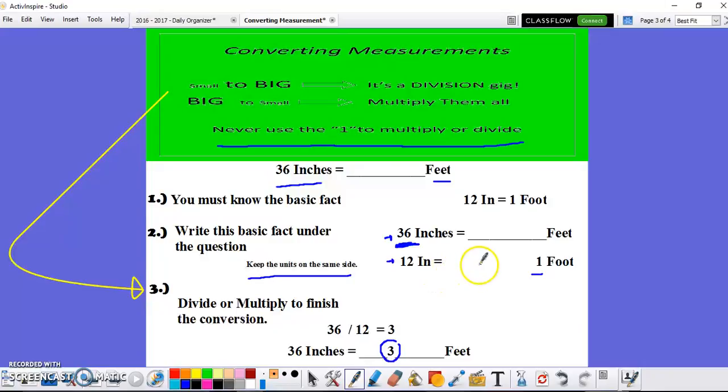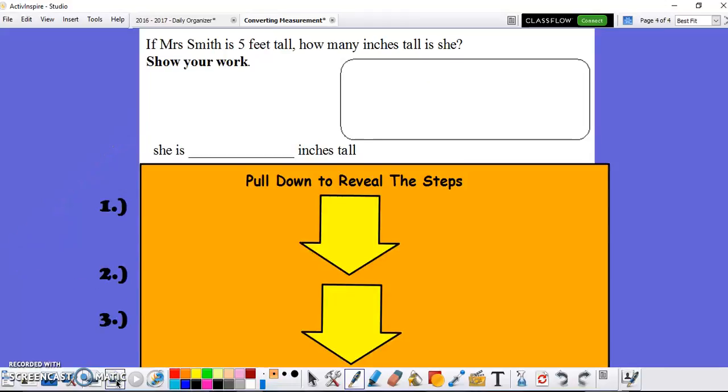If for whatever reason that bigger number, the 12 inches, were over here, then you would see a different type of example, and I'll show you those if you continue to take a look. Let's take a look at one more example here on this exact video for converting units of measurement. If Mrs. Smith is 5 feet tall, how many inches tall is she?